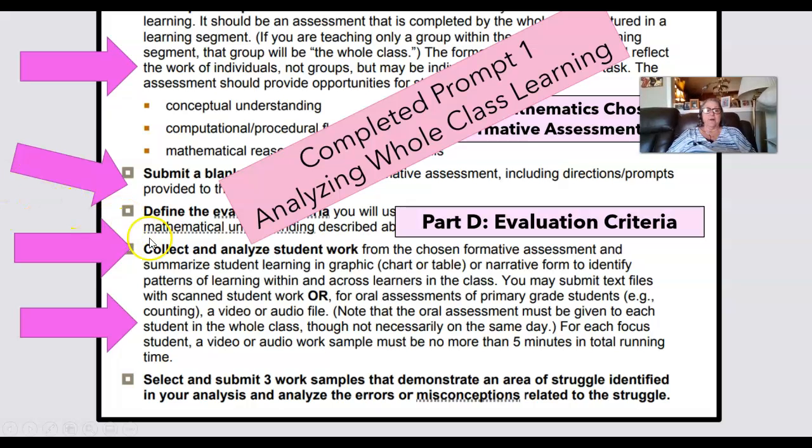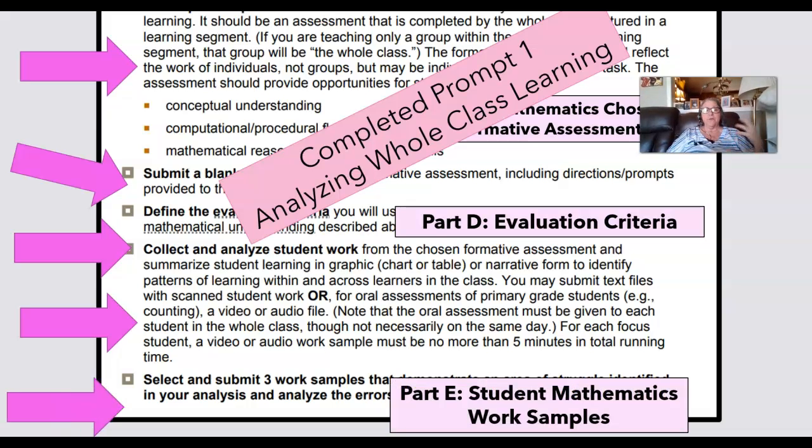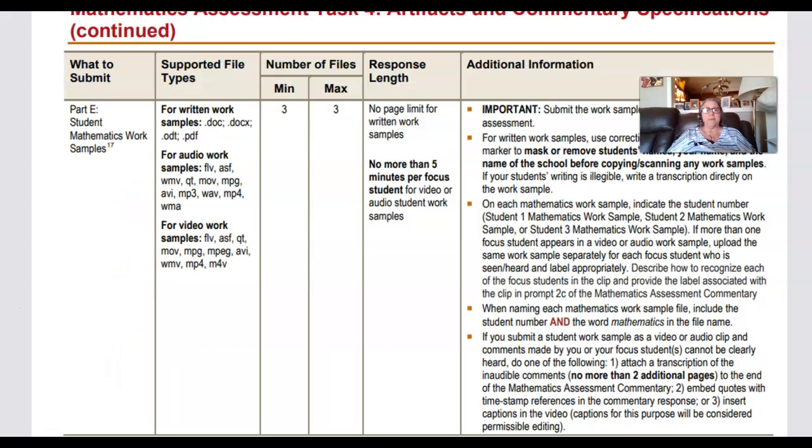Now, you will have collected your student work, and now you need to go through and select 3 work samples that demonstrate an area of struggle in your analysis. And you're going to now further analyze these work samples to show errors or misconceptions that are related to that struggle. So basically what you've done so far is you've looked at the whole class, you found some common areas of struggle, and now you've found 3 work samples that represent that. And you're going to go into a deeper analysis with those work samples.